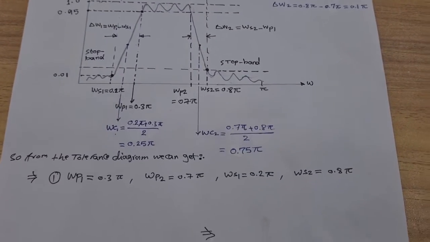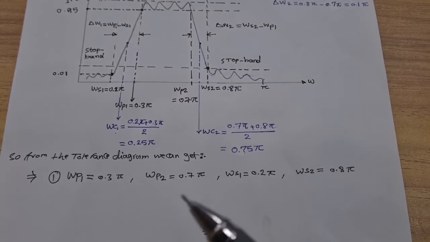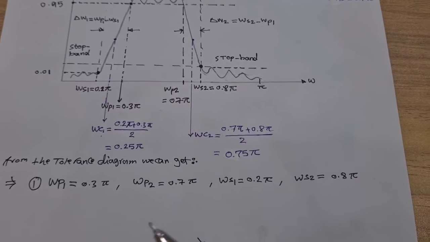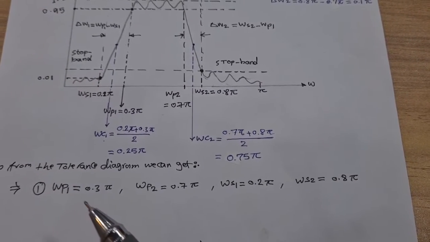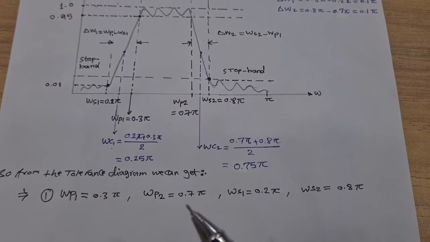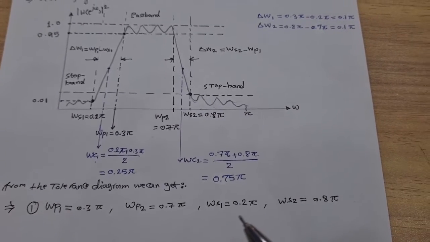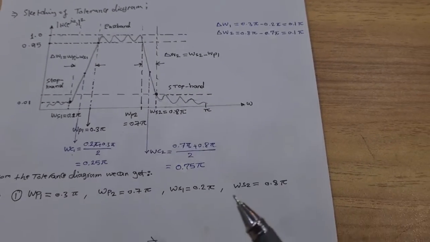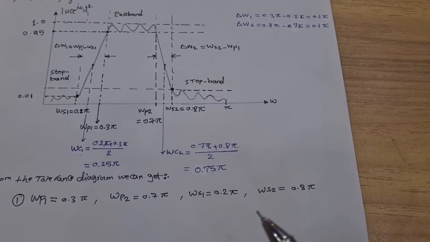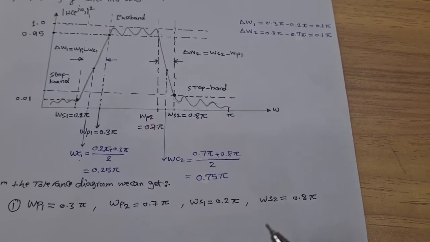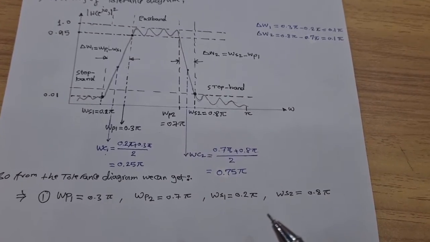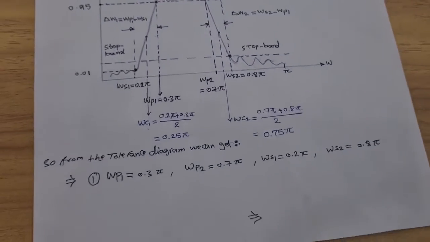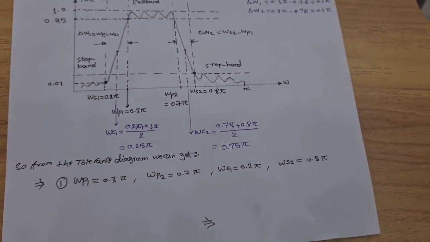So for the other procedure, we can pick up these values from the figure. The first is WP1 equal to 0.3 pi, WP2 equal to 0.7 pi, WS1 equal to 0.2 pi, and WS2 equal to 0.8 pi, which refer to the lower and upper stop frequencies, and the upper and lower pass frequencies. Okay, for the other specifications.